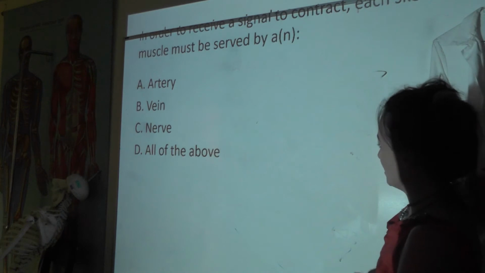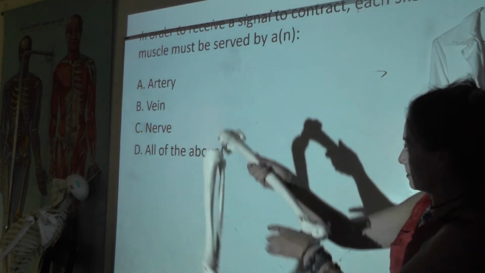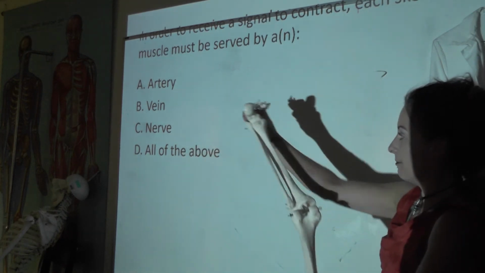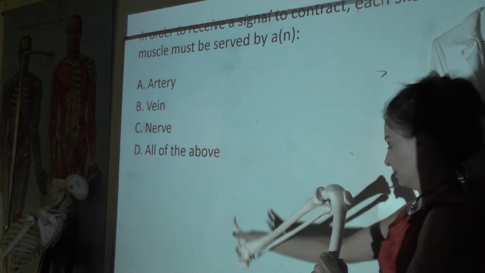Okay, in order to receive a signal to contract, each skeletal muscle must be served by an artery, a vein, a nerve, or all of the above.